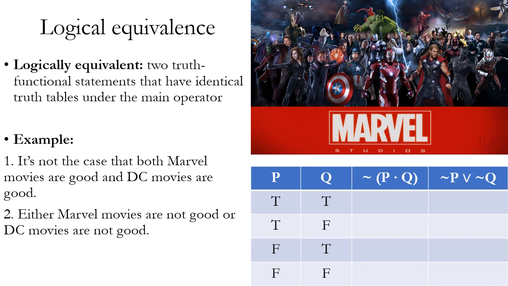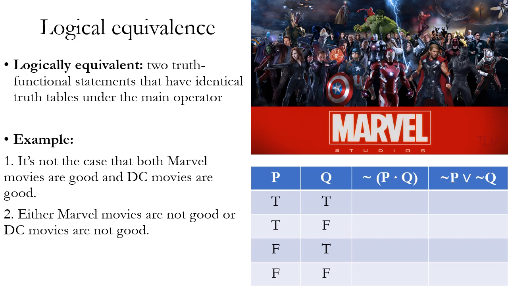Logically equivalent propositions are ones that have identical truth tables, where they have the same truth value under their main operator for every row of a truth table. So here's some examples in ordinary language. It's not the case that both Marvel movies are good and DC movies are good. Either Marvel movies are not good or DC movies are not good.